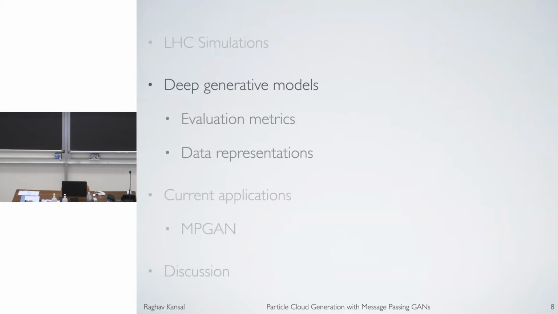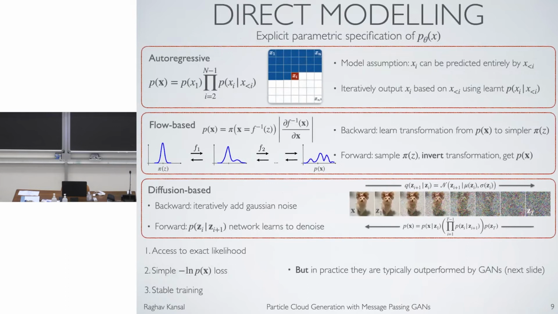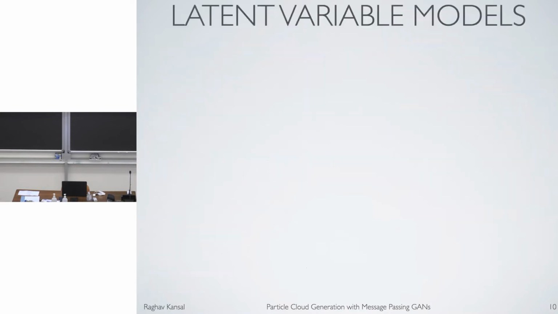I'll probably skip this intro slide on different types of generative models, and maybe we can have a longer discussion afterwards. Broadly, we can do direct modeling, an example of which Uros mentioned, which is flow-based, where we try to get an explicit specification for our data distribution. But I'll talk about the models we're using, which are a type of latent variable model. My slides are on Indico if you want to take a look at them afterwards.